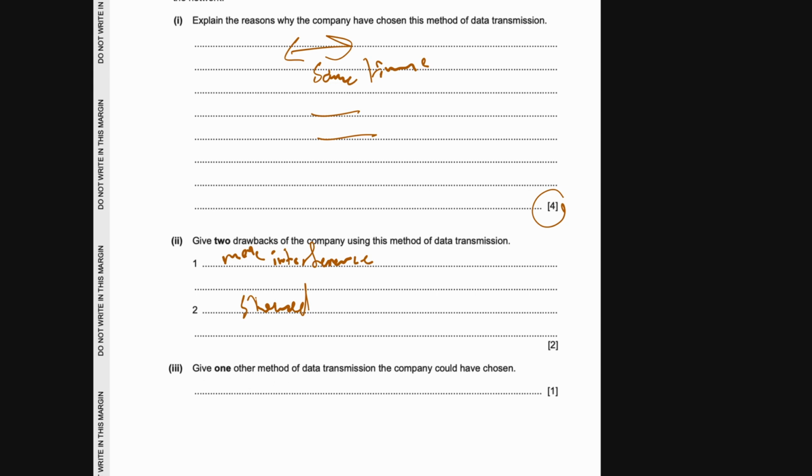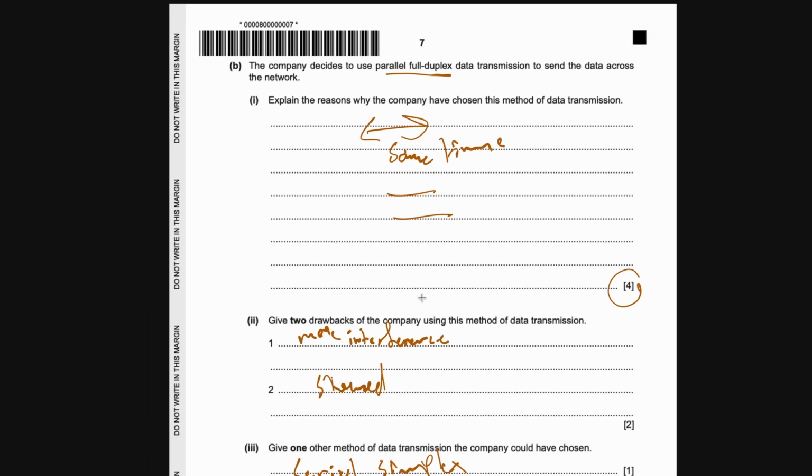Give one other method of data transmission the company could have chosen. Of course, this is a one-mark question. You could say serial simplex, right? Serial half duplex, serial full duplex, parallel simplex, parallel half duplex. Any of those would give you this mark.